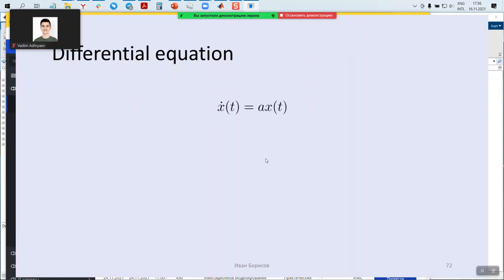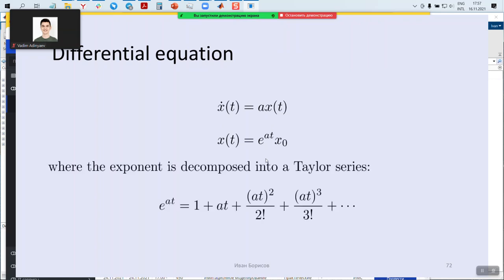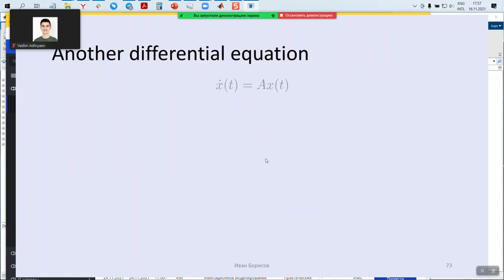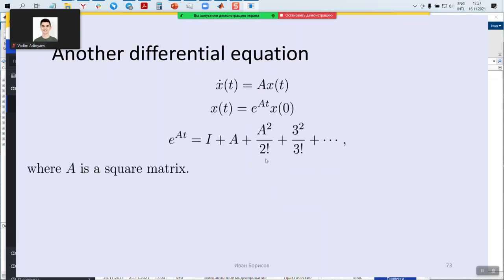Here you can see an ordinary differential equation, x dot equals a x, and you can solve it, and the result you can see here. x will be equal to the exponent of a times time t, all of this multiplied by the initial configuration x zero, right? And the exponent can be decomposed in a Taylor series. You can actually do this for matrices as well, and you will get something like this.